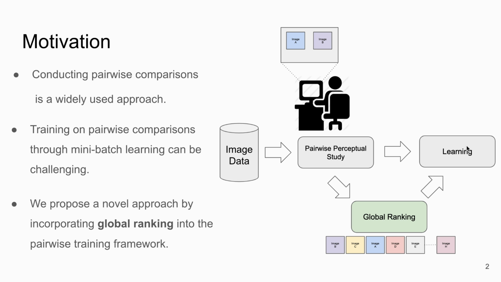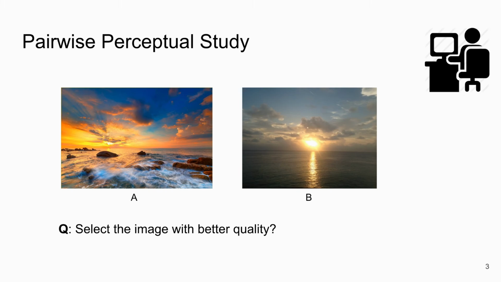In this work, we propose a novel approach by incorporating the global ranking into the pairwise training framework. More explicitly, we approximate the global ranking of the image objects, and we feed them to the learning process, and we show that this can effectively improve performance of the underlying model.